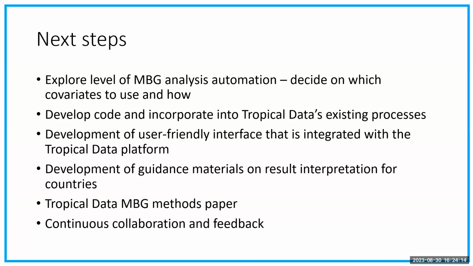So our next steps are to explore the level of MBG analysis automation. This relates to deciding which covariates to use and how customized models need to be. We will then need to develop the analysis code and incorporate it into Tropical Data's existing processes. We also need to develop a user-friendly interface that is integrated with the Tropical Data platform. We will be developing guidance materials on result interpretation for countries. And we'll also be writing a Tropical Data MBG methods paper, which will help document and be transparent about the process and methods.